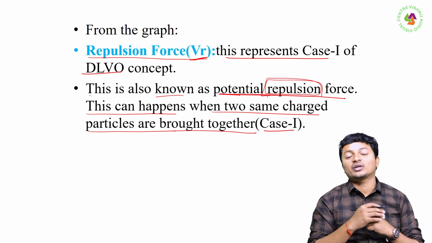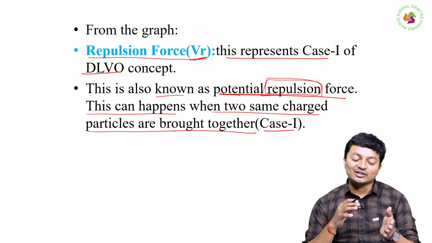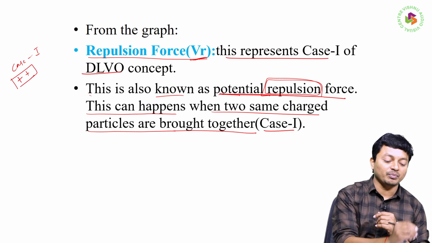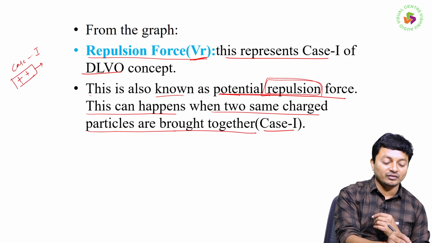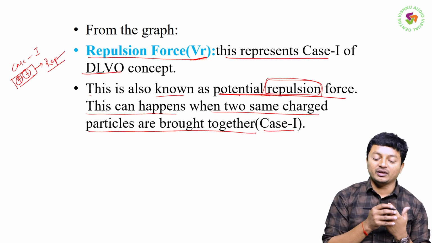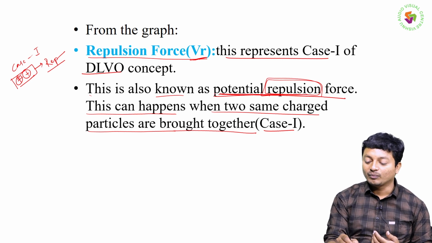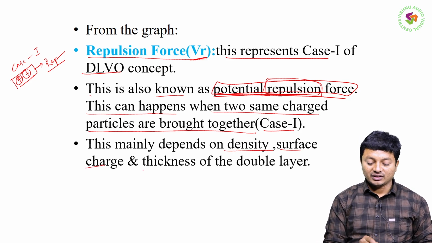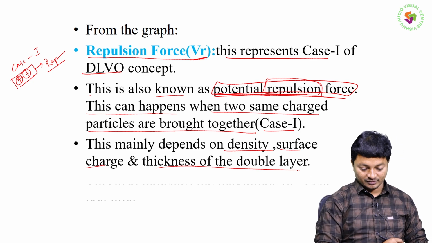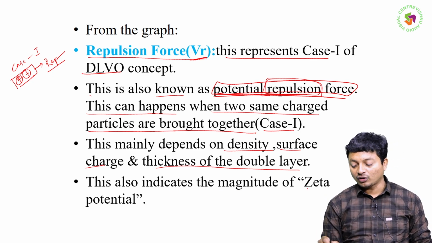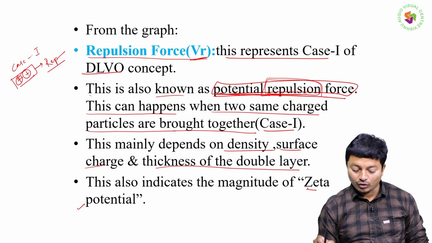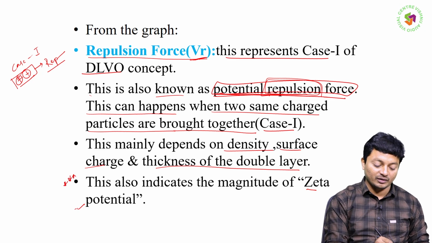Why is it known as potential repulsion force? Because in case 1, we are trying to bring two same charged particles together, and obviously which force will be generated here? Repulsion force will be generated, and that is the reason this is also known as potential repulsion force. This mainly depends on the density, surface charge, and thickness of the double layer. This also indicates the magnitude of zeta potential. Yes, this repulsion force is also known as the magnitude of the zeta potential. This point is very important for your competitive exam.